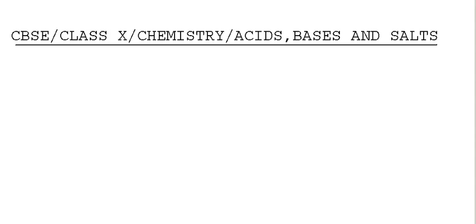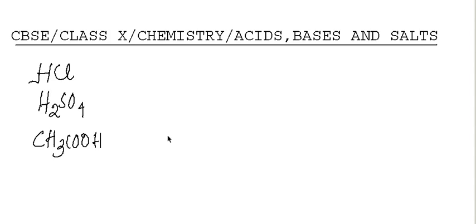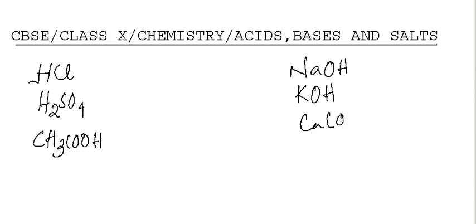So here in the first example we are going to take litmus, which is available in two colors, blue litmus and red litmus, and we'll take some acids and bases and we'll see the change in color. So let's start with that. So first we are taking HCl, which is hydrochloric acid, then H2SO4, then let's say acetic acid. And in the bases we'll take sodium hydroxide, potassium hydroxide, calcium hydroxide.